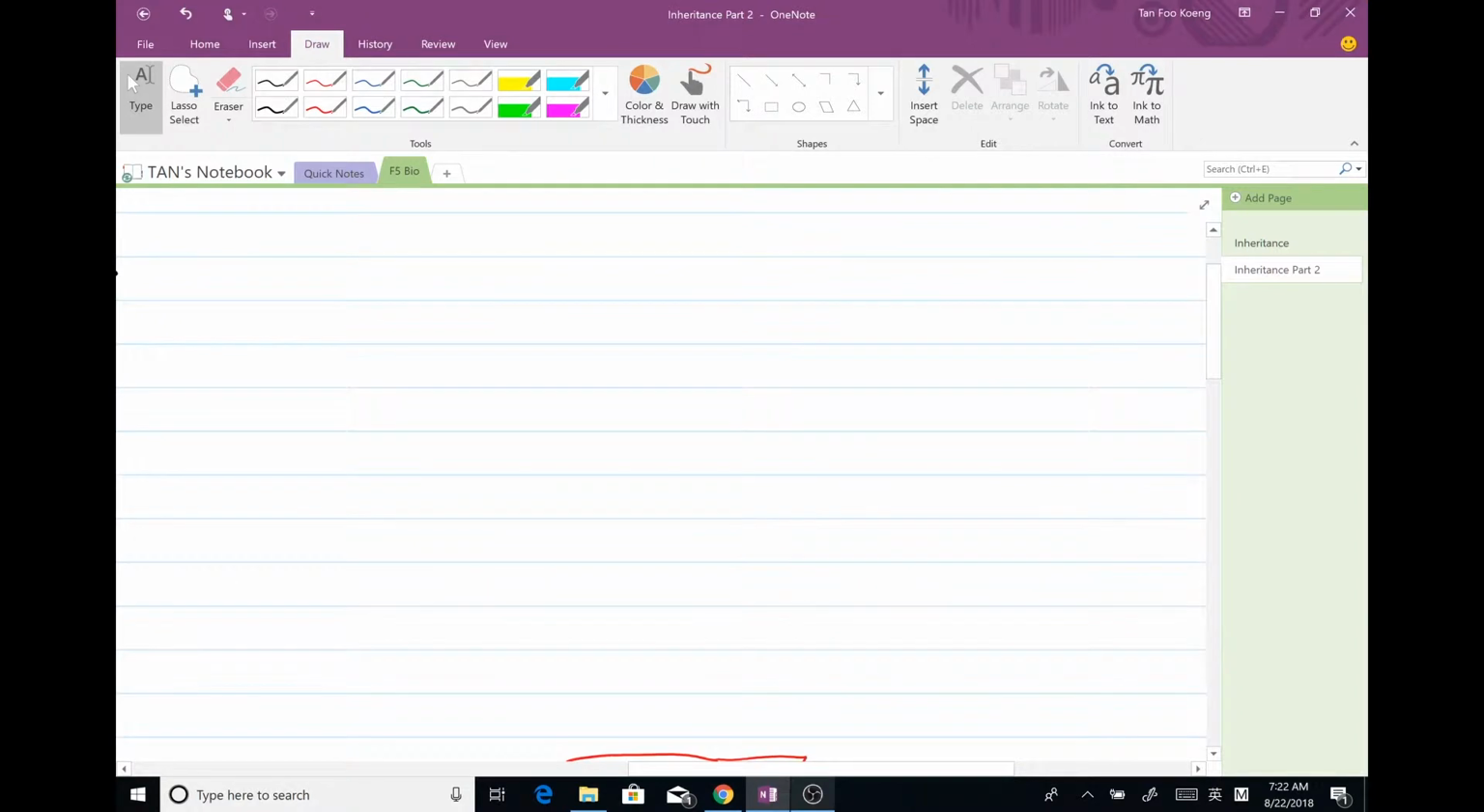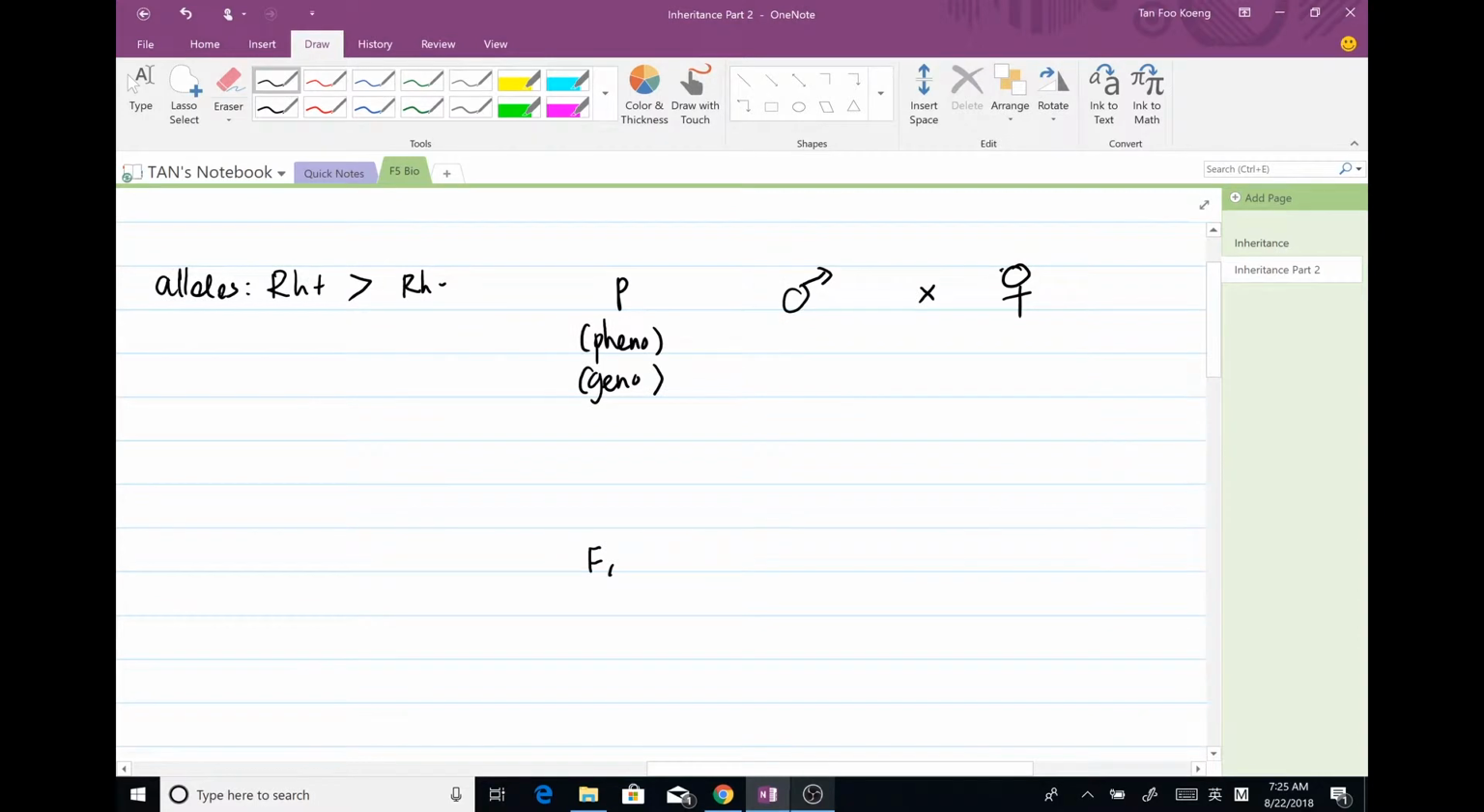Now, first of all, we must be given a scenario first. So given that there are two types of alleles, one is Rh positive, the other one is Rh negative, and Rh positive is dominant over Rh negative. Let's say the father has positive blood, however he is a carrier, and then the mother is negative.